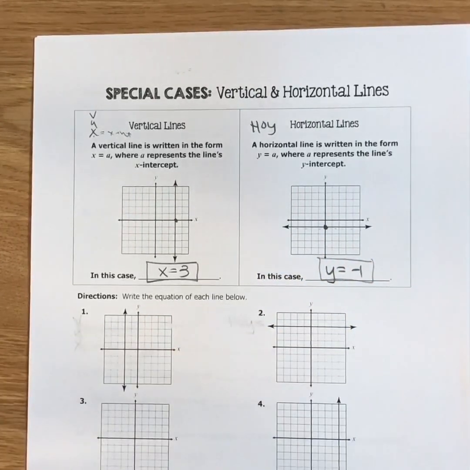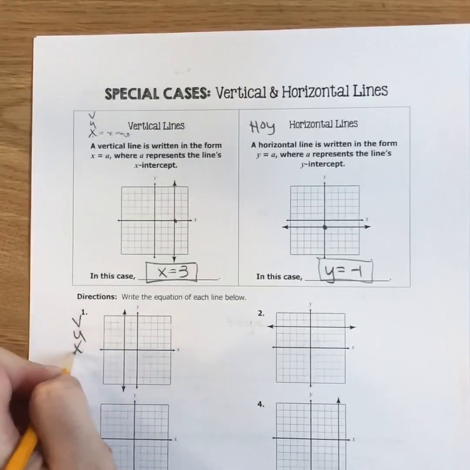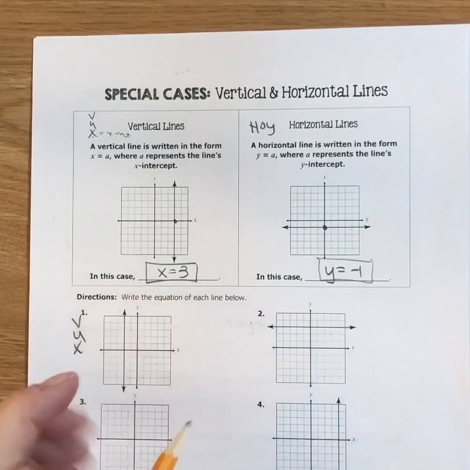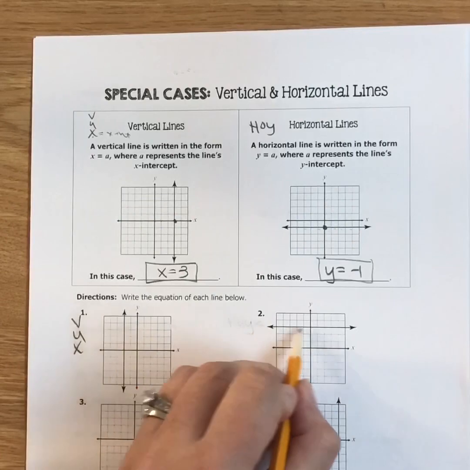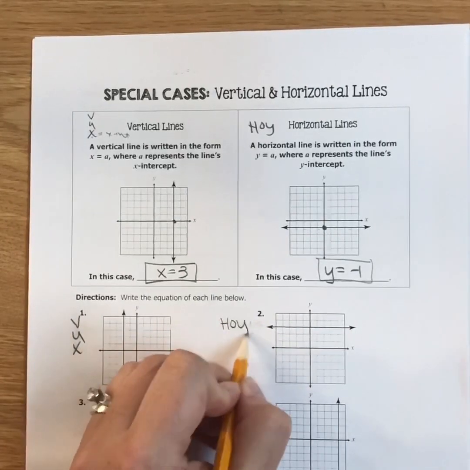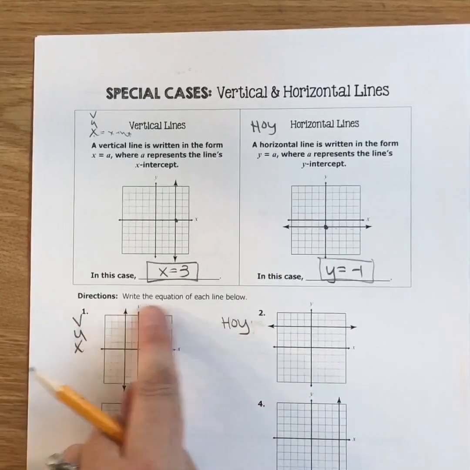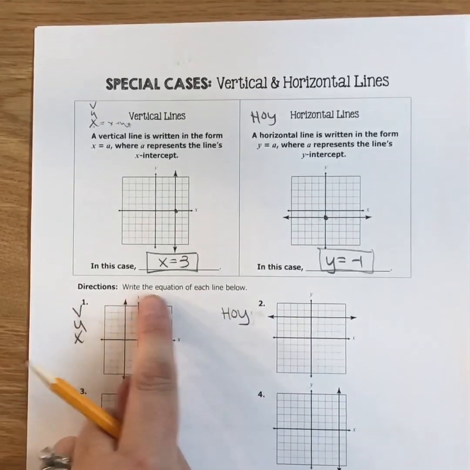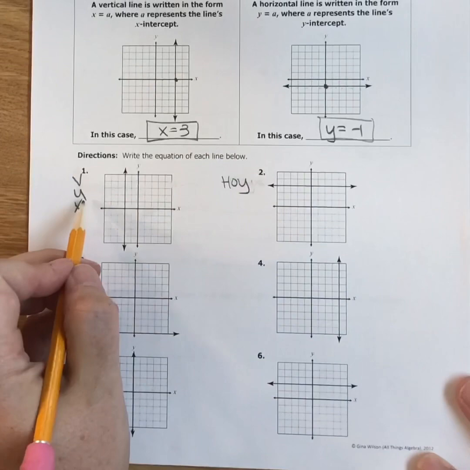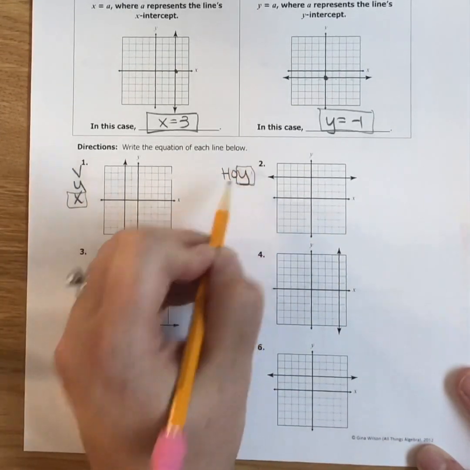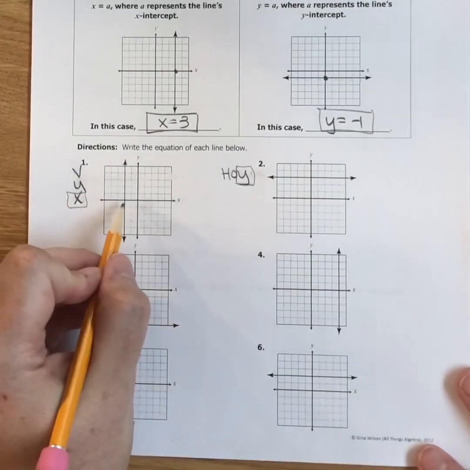So for every problem, when you see a vertical line, just write VUX, and then answer the question. But my point is, as soon as I see a horizontal line, write HOI, because then I can use the acronym to identify what part I'm going to be answering. See where it says write the equation of each line? Well, the equation is the last letter and what the intercept is.